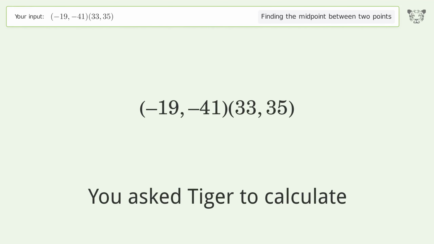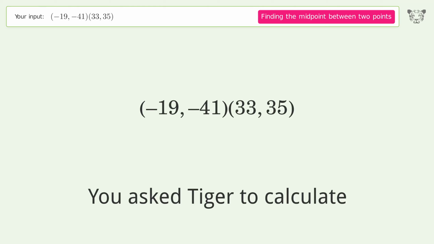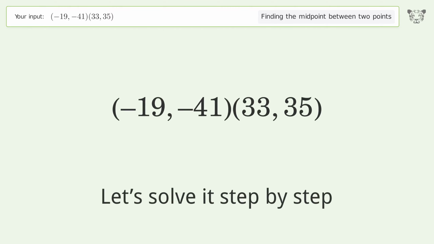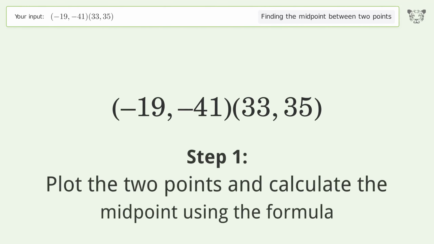You ask Tiger to calculate. This deals with finding the midpoint between 2 points. The midpoint between the 2 points is 7, -3. Let's solve it step by step. Plot the 2 points and calculate the midpoint using the formula.